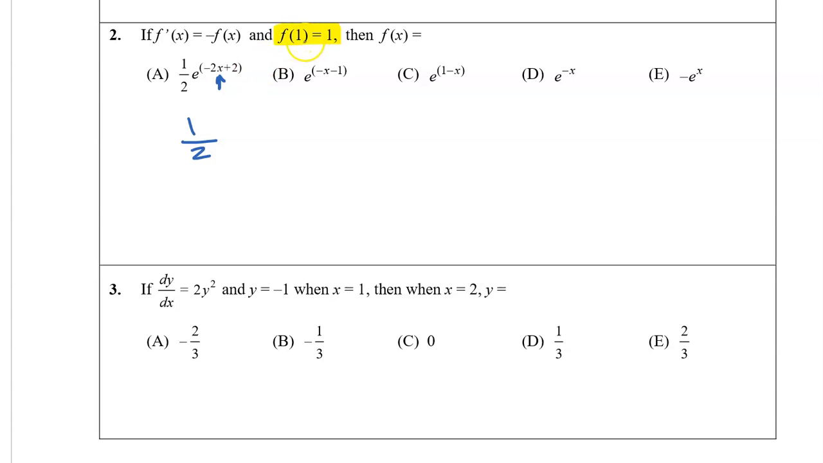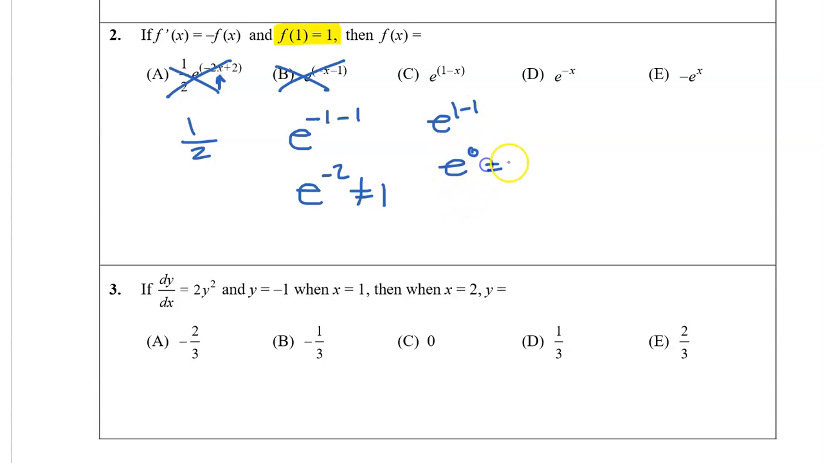So f at 1 does not equal 1, so we can eliminate A as an option. Looking at option B, f at 1 would give us e to the negative 1 minus 1 power. But this would be e to the negative 2 power, which does not equal 1. So this is eliminated. Looking at option C, if x is 1, we have e to the 1 minus 1, which is e to the 0, which does equal 1. So C is a possibility.